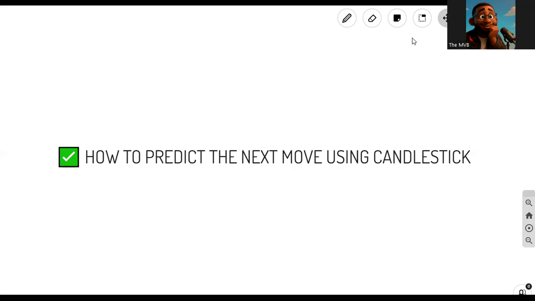Now, this is the trick, or this is the method that I use every day to predict the next move of the market. Now, not all the time works, but I can surely tell you it is 90% working. Now, how to predict the next move is just by using candlestick.